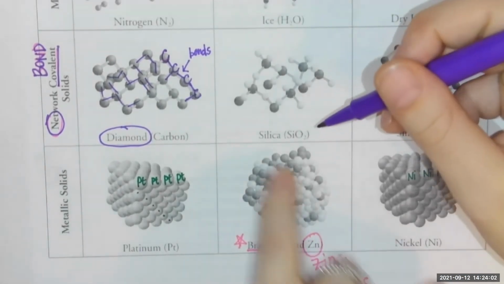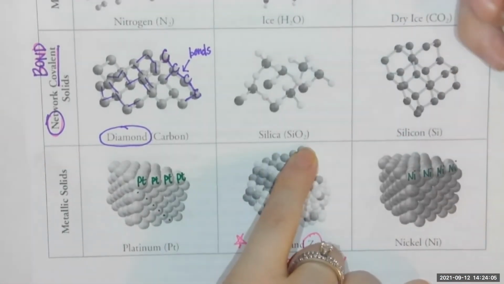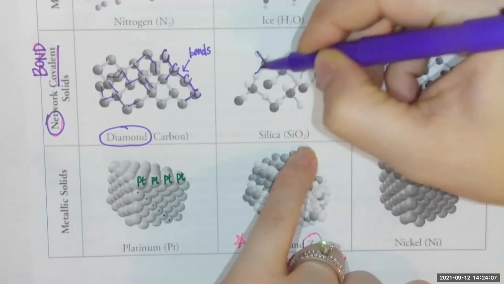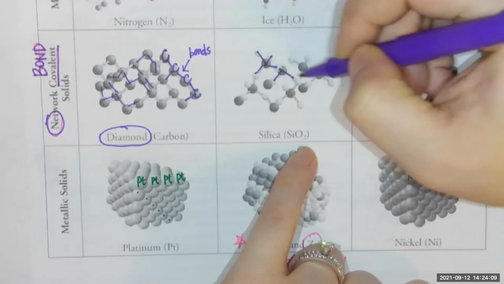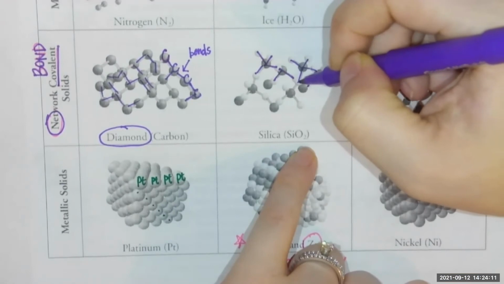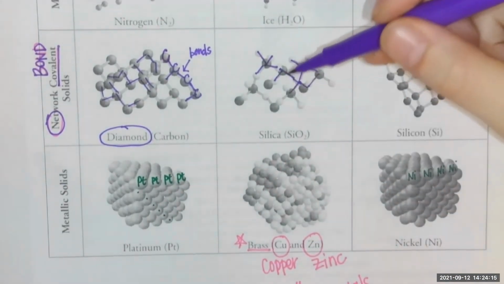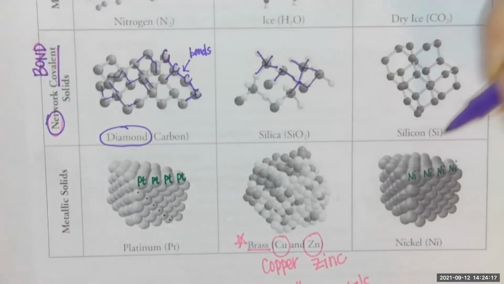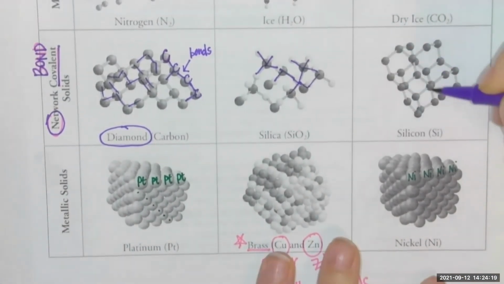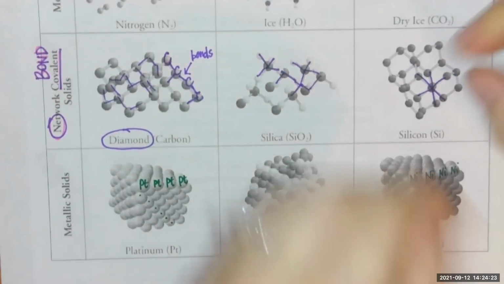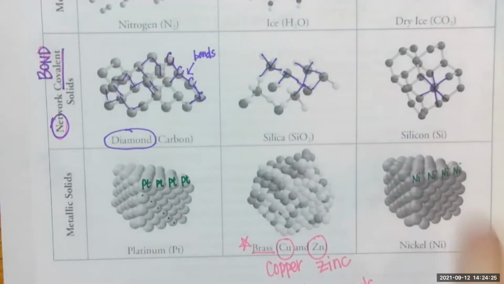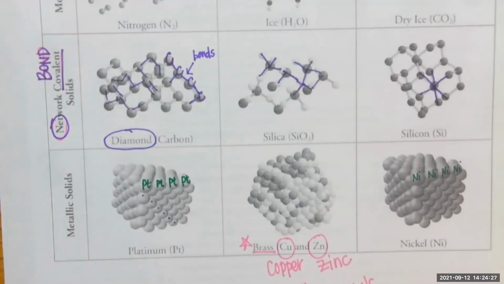Silica is made of a silicon with some oxygens. Again, bond, bond, bond, bond, network covalent. Silicon can just bond with itself. Bond, bond, bond, make a net. It pretty much extends just forever. And that's network covalent solids.